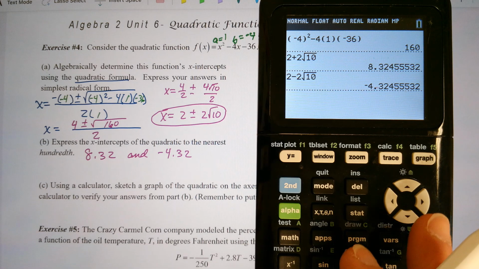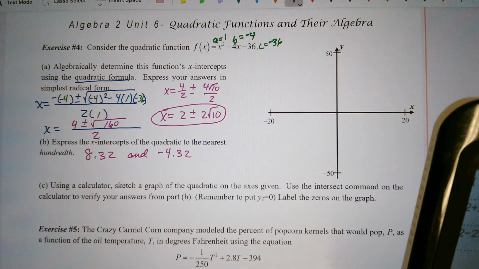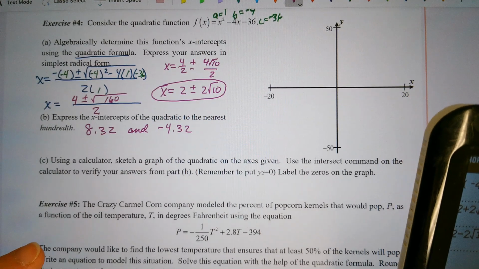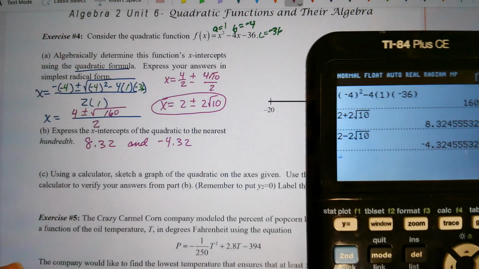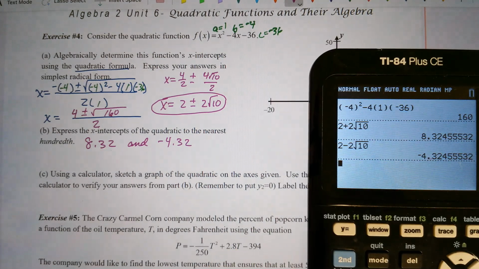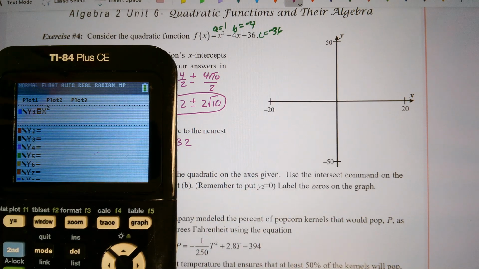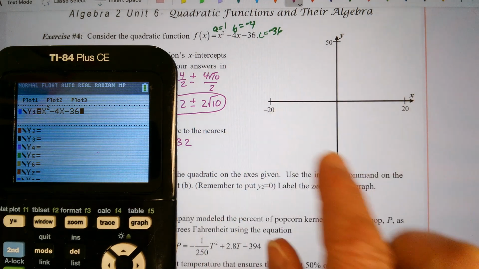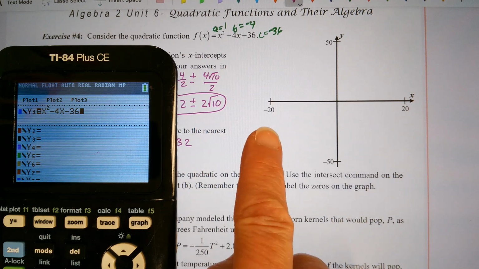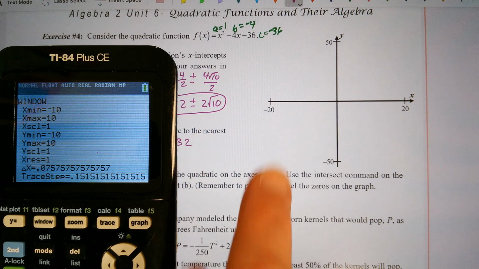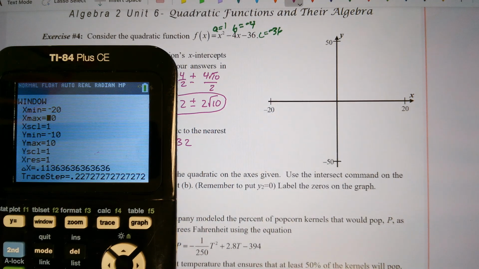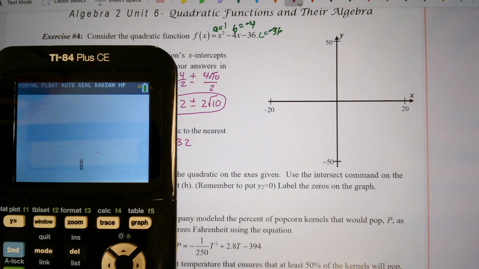Using a calculator, sketch a graph of the quadratic on the axis given. Use the intercept command to verify our answers. So let me put it in. y equals x squared minus 4x minus 36. And let me adjust the window before I press graph to what is shown here. So window, x is going from negative 20 to positive 20. And the y min is negative 50 and the max is positive 50. And I'll press graph.